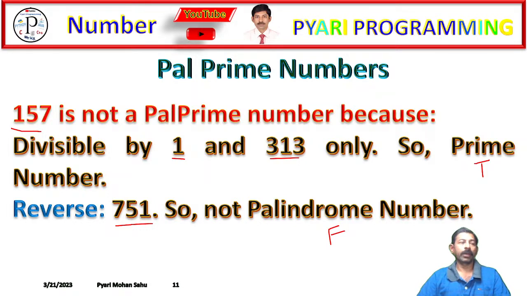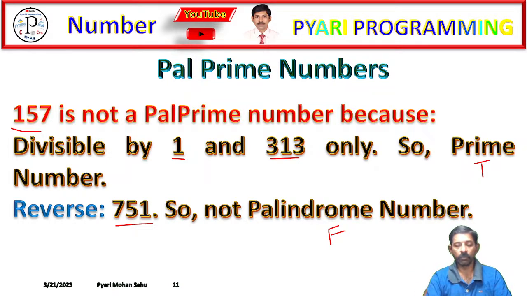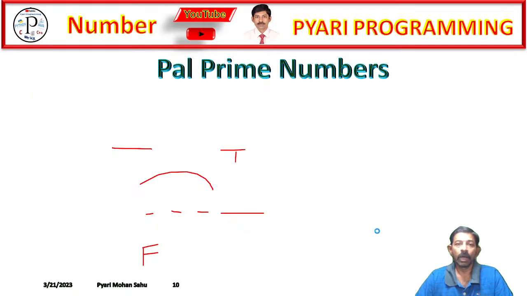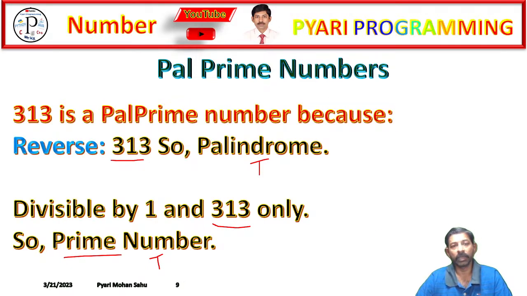If I want to display the number itself as a prime, then I have to take the original also. Otherwise, I don't need it. Again, I'm repeating. If you want to display the number, suppose I want to display 157 is not a prime, or 313 is a prime, then I will take the original one. And the second reason is that I have to calculate the reverse. Because of that reason also we need it.